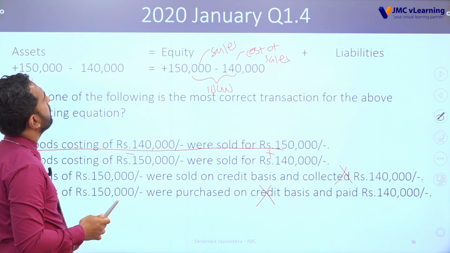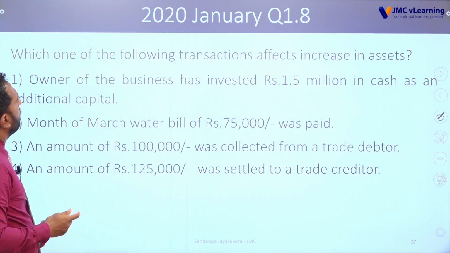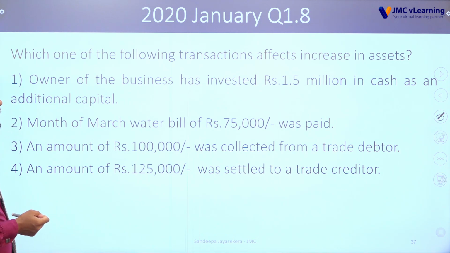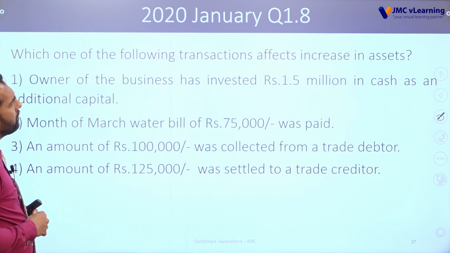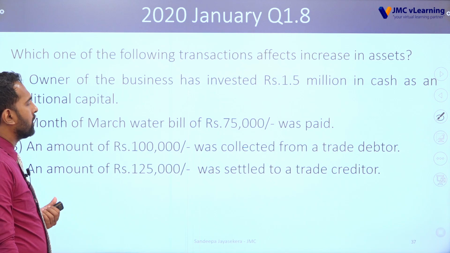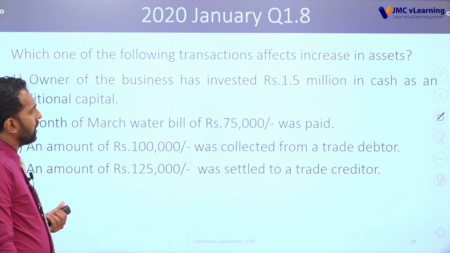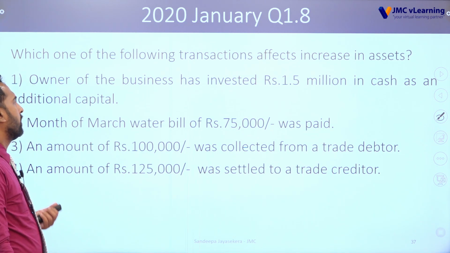Let's see 2020 January question number 1.8. Which one of the following transactions affect increase in assets? Owner of the business has invested 1.5 million in cash as an additional capital. Month of March water bill 75,000 was paid. An amount of rupees 100,000 was collected from a trade debtor. An amount of 125,000 was settled to trade creditor. We'll take one by one.